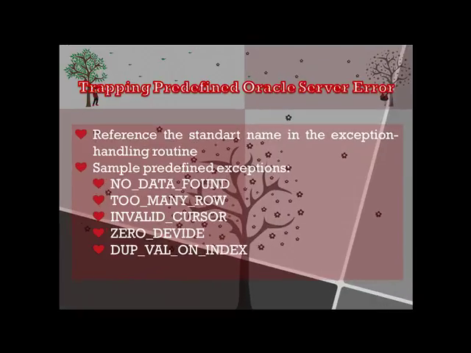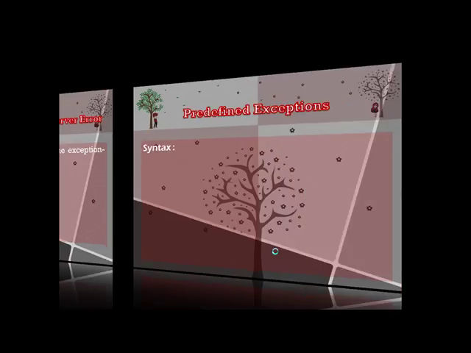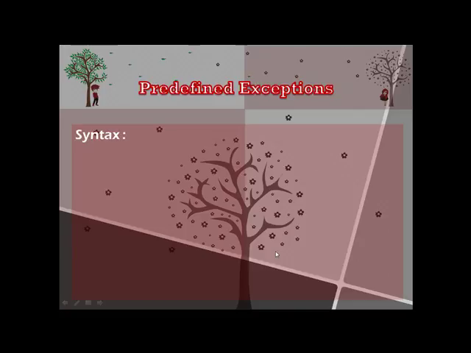Trapping predefined Oracle server errors. First, reference the standard name in the exception handling routines. These are sample predefined exceptions. There are NO_DATA_FOUND, and the second is TOO_MANY_ROWS, and the third is INVALID_CURSOR, and the fourth is ZERO_DIVIDE, and the fifth is DUP_VAL_ON_INDEX. This is the syntax of predefined exceptions.